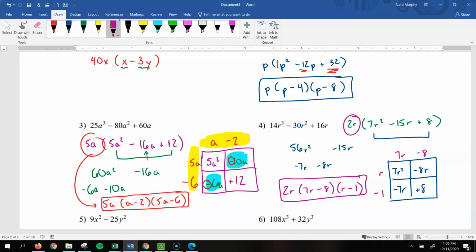2r times 7r minus 8 times r minus 1. Again, it does not matter if you switch the order of those factors. So if you had 2r times r minus 1 times 7r minus 8, it's the same thing.